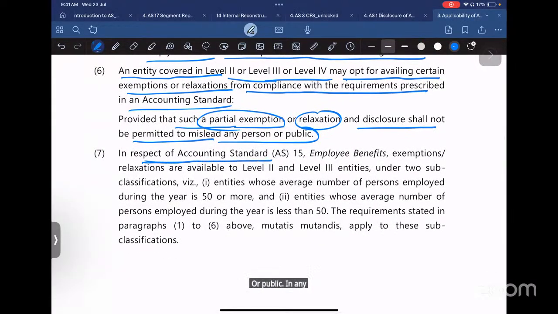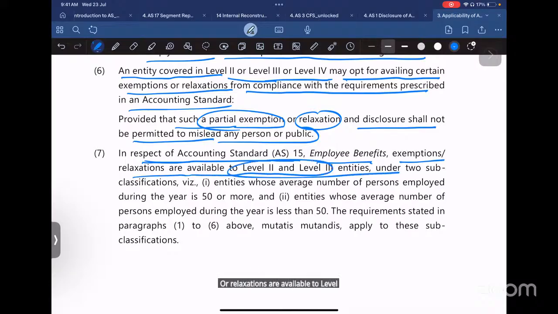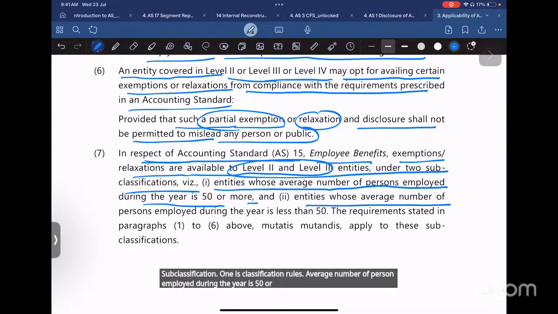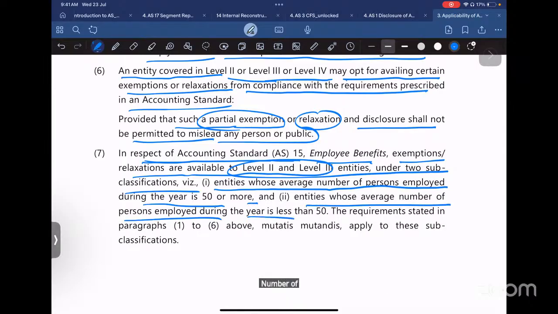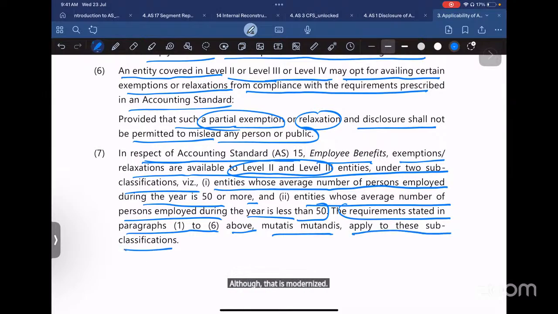In respect of accounting standard AS 15, employee benefits, exemption or relaxations are available to level 2 and level 3 entities under two sub-classifications. One is the classification whose average number of persons employed during the year is 50 or more, and the entities whose average number of persons employed during the year is less than 50, then the requirement stated in paragraphs 1 to 6 above, mutatis mutandis, apply to this sub-classification.